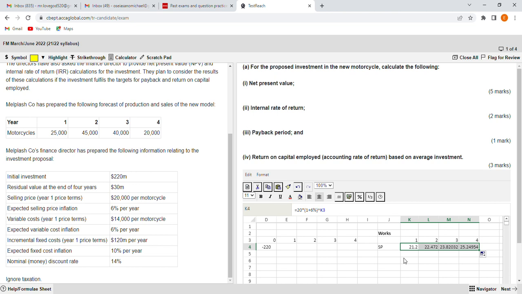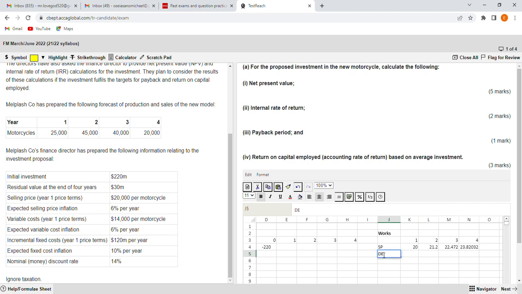But since inflation started in year 2, we have 20 here equal to this multiplying bracket open 1 plus 6%, close the bracket, press enter. So year 3 is also going to be this figure multiplying 1 plus 6%. Year 4 is going to be year 3 figure multiplying 1 plus 6%. So then you have to drag it. I've shown you if inflation started in year 1. If you want to understand inflation, I have lectures on inflation. Go to my videos and you'll find it. So that's the selling price.